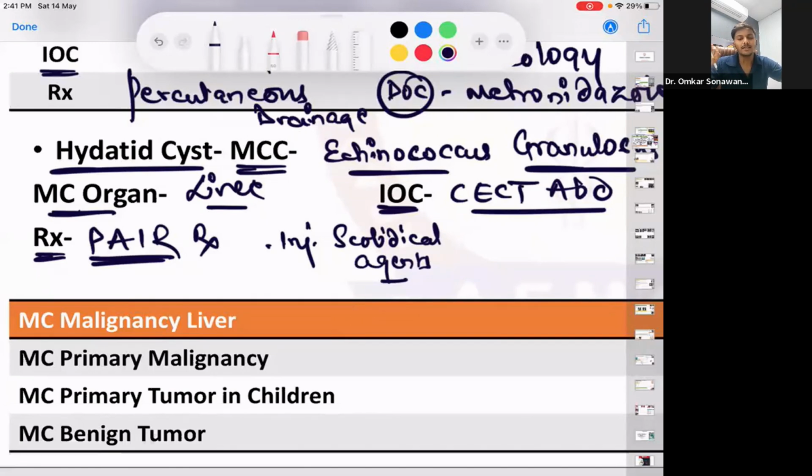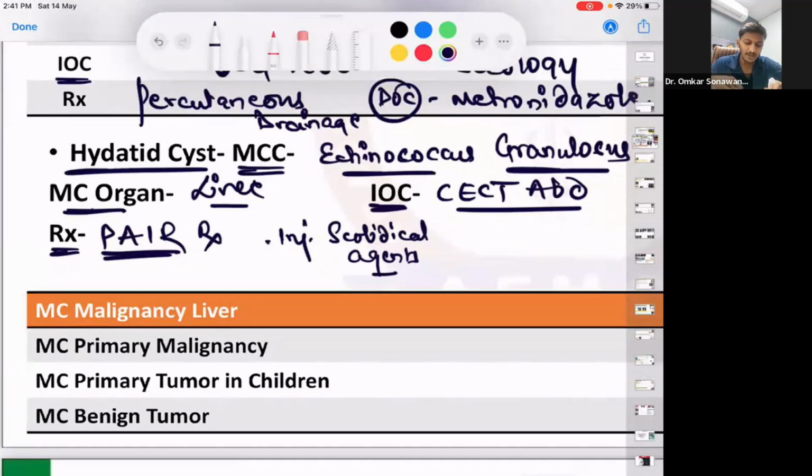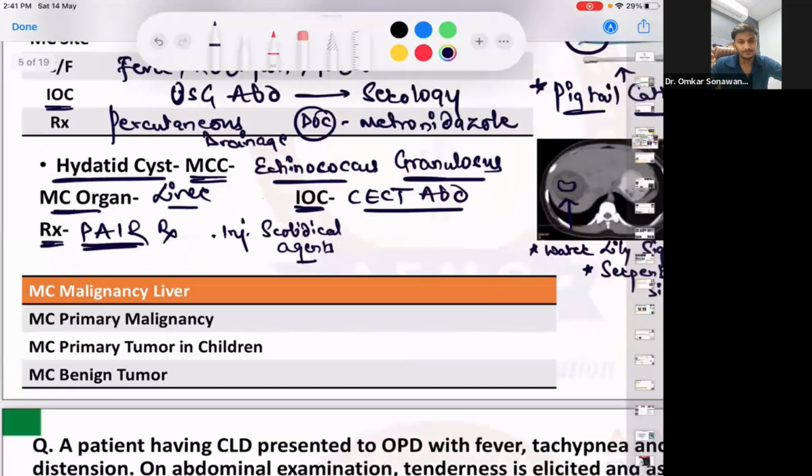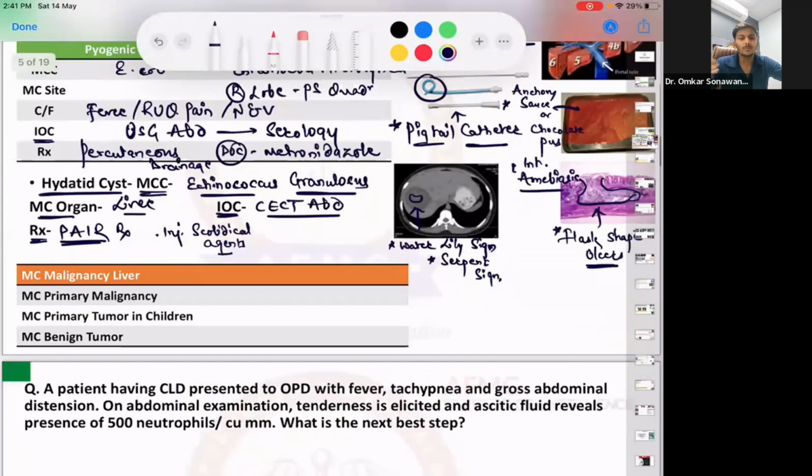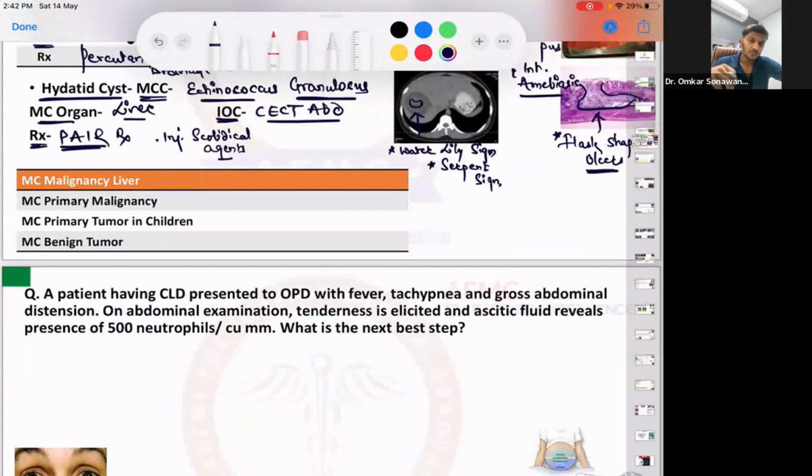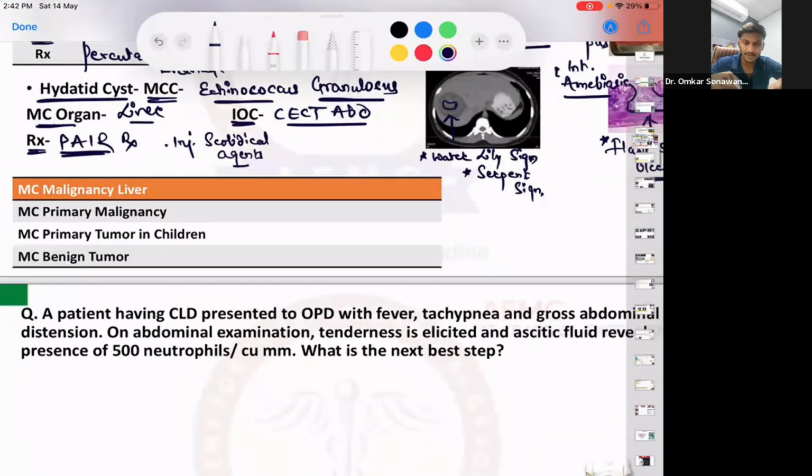Which organ is never affected with hydatid cyst? Or you can say least common or rare. Second most common is lungs usually. Very good. It is the brain. Brain is never affected with hydatid cyst. Remember this. No issues with this.